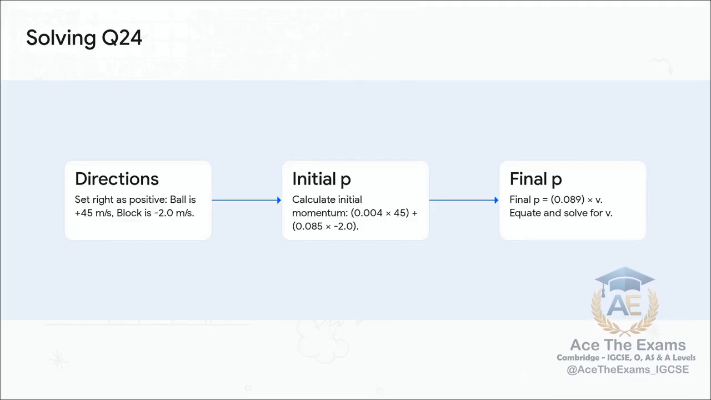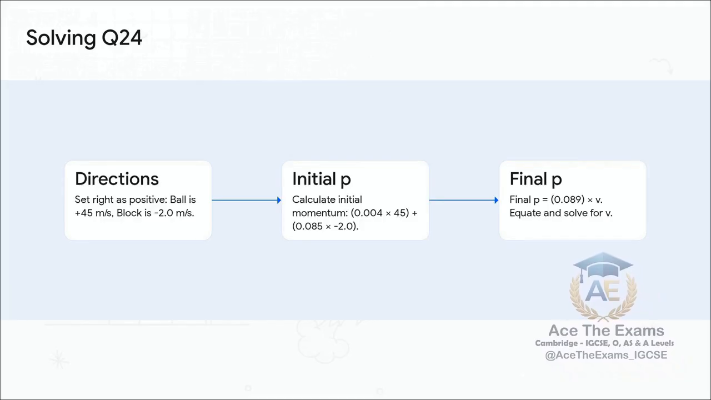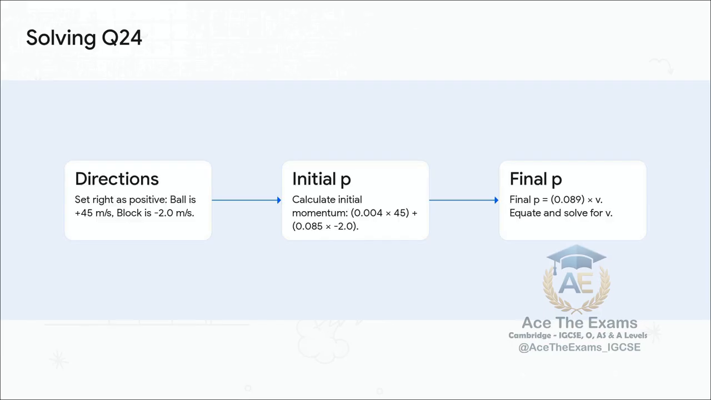Let's make right positive. So the ball is positive 45, but the block is moving left, so it must be negative 2.0. That negative sign is the trap. Sam always misses it. Don't be like Sam.